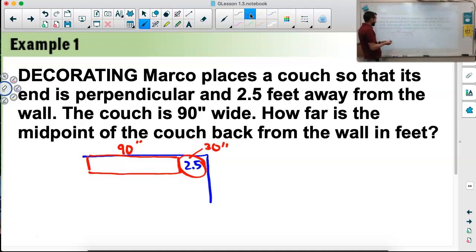It says how far is the midpoint? Well, if the whole thing is 90, the midpoint, right in the middle, will be 45. It breaks it into two equal parts, you've got 45 on both sides. So the question: how far is the midpoint back to the wall this way?